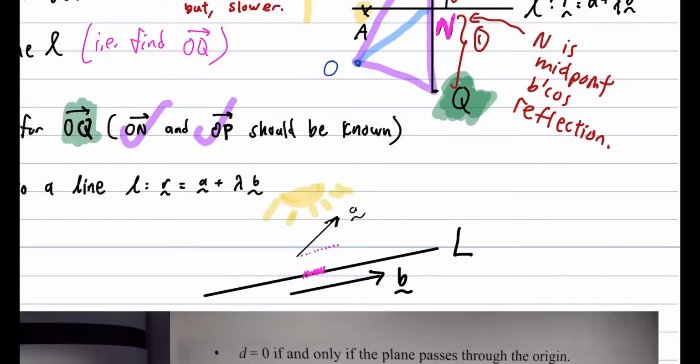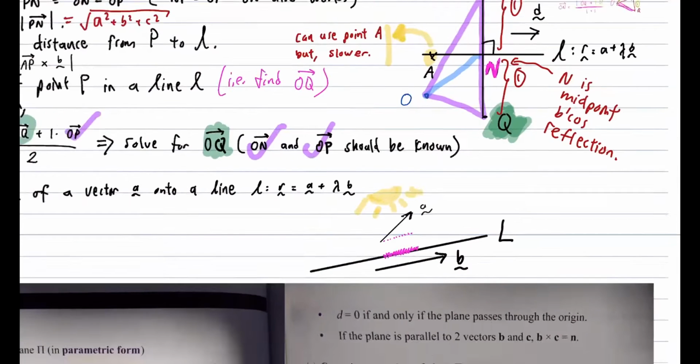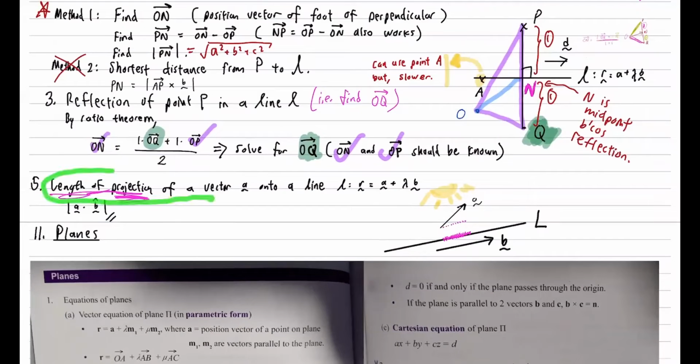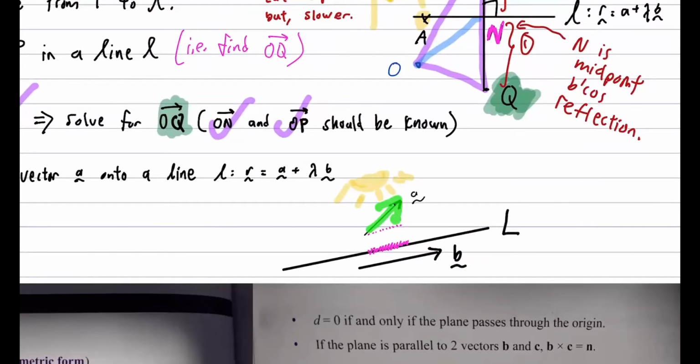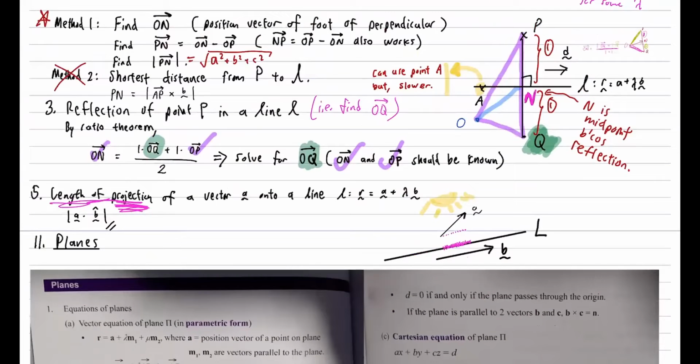Can you see the pink color shadow? That's what the question is asking you to find. This is a very fancy way of saying length of projection of a vector A onto a line L. It's asking you to find Michael Jackson's shadow. Michael Jackson stands slanted. Then there's a shadow because the sun is on top. They want you to find the length of the shadow. But of course, you can't just tell them it's a shadow. You have to do the dot product formula.